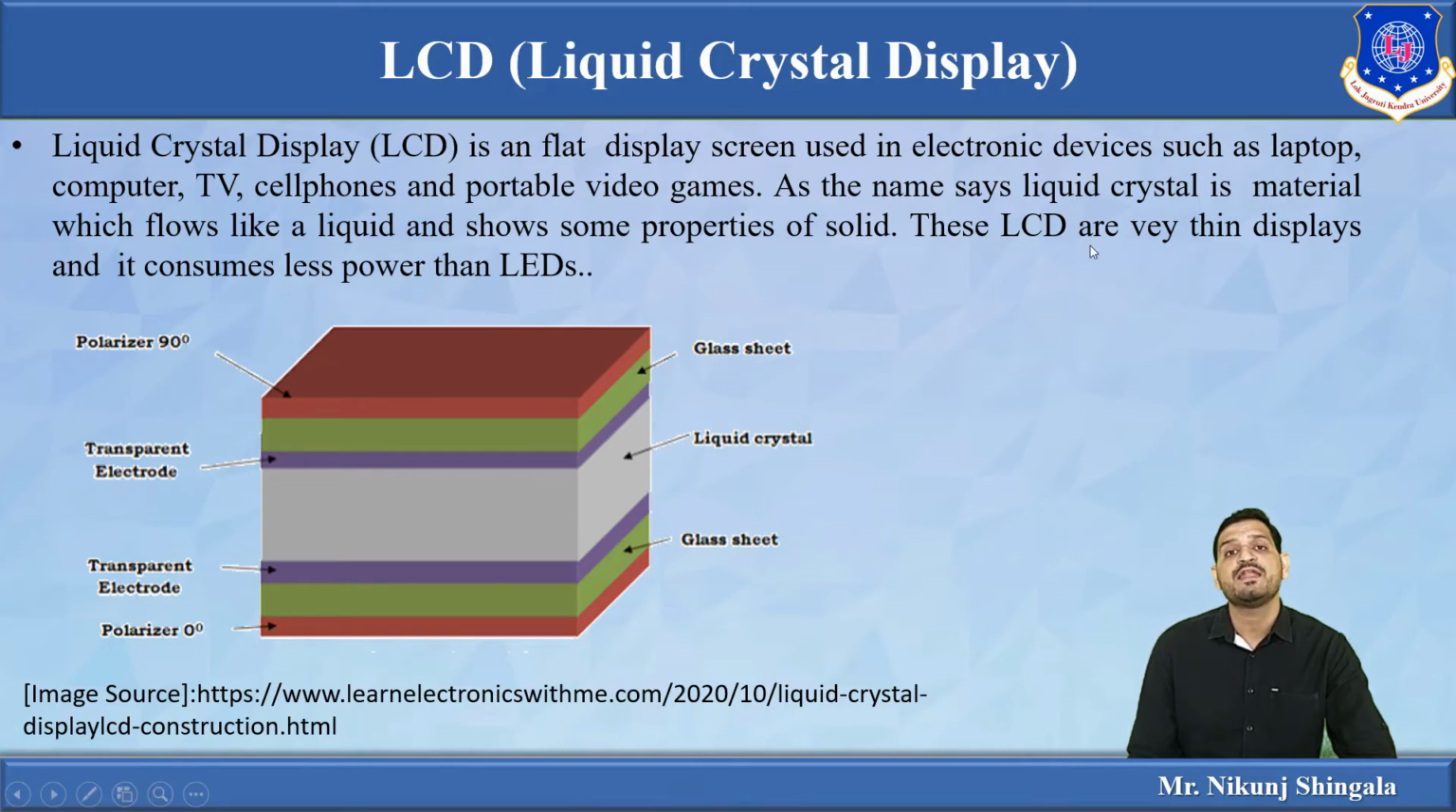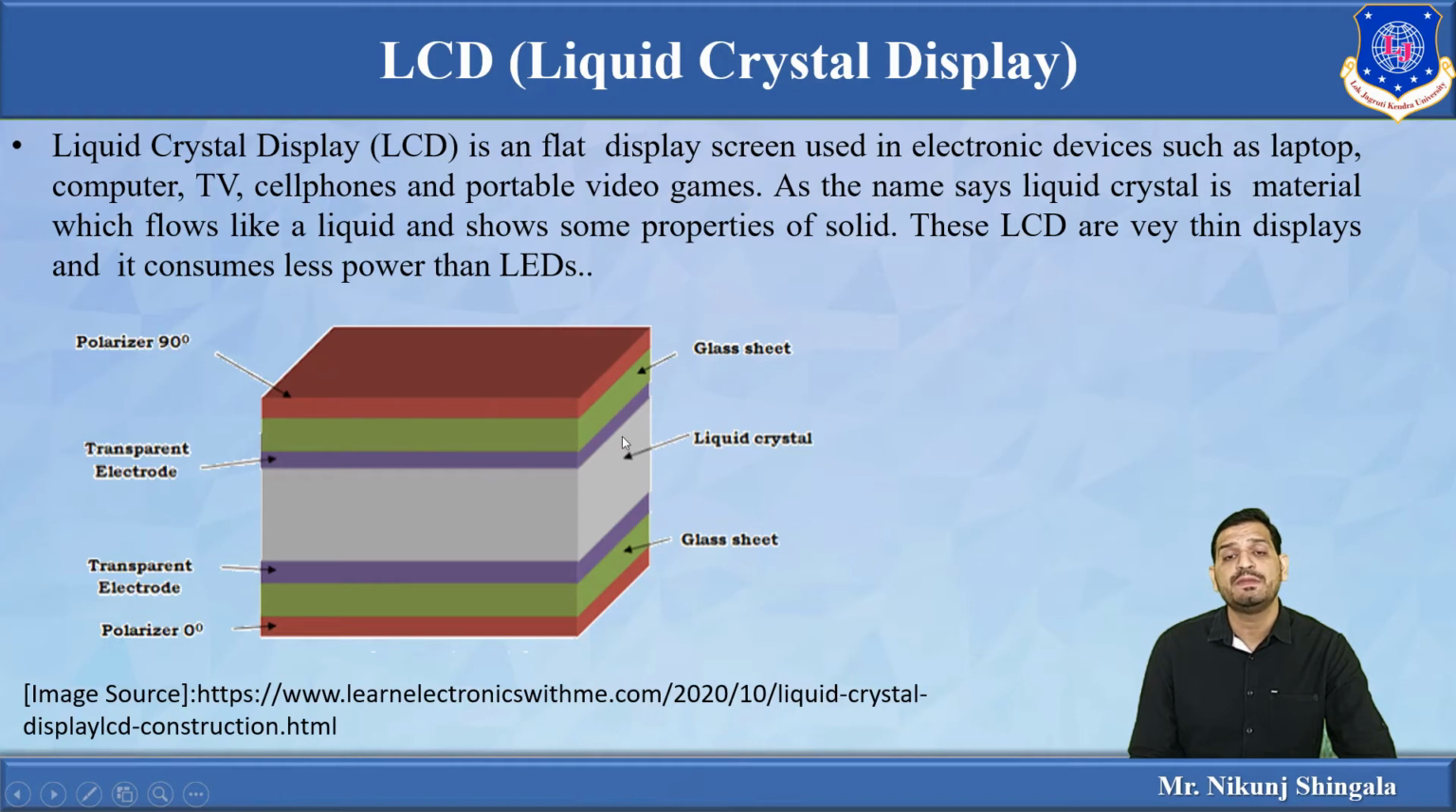These LCDs are very thin displays and consume very little power as compared to LEDs. If you want to display some characters using LEDs, like if you want to display hello using LEDs, you require a number of LEDs and that will consume more power. So the LCD is a replacement for this. It is a solution to the LED problem. With an LCD you can display hello with very low power consumption. And this is the construction of the LCD. What does it consist of?